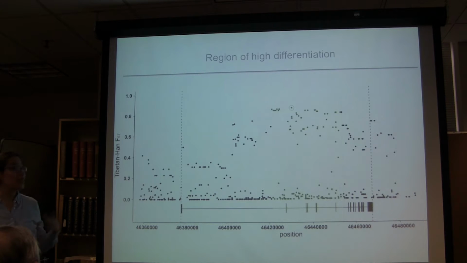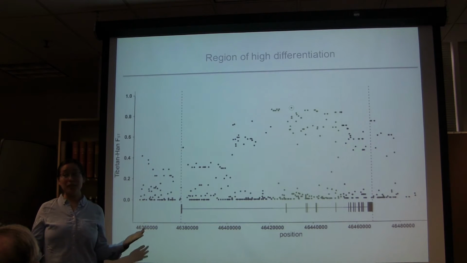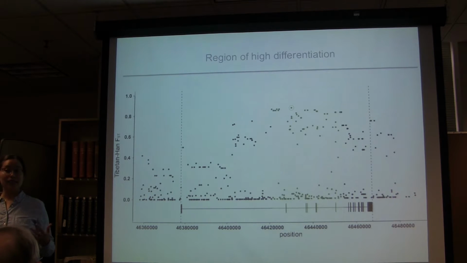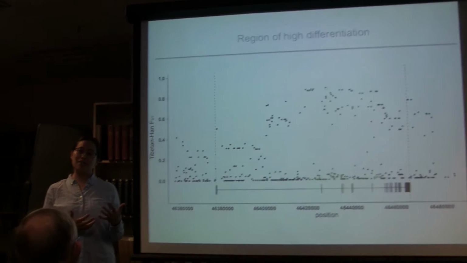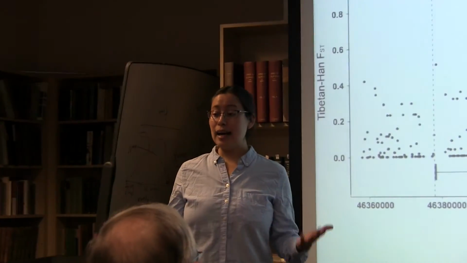And so when you look at this figure, you say, okay, there's a lot of mutations that have a large FST. That means there's a lot of mutations that have a large frequency difference. And when you actually look at the frequencies, you find that some of those mutations actually have zero frequency in the Han. And so we decided to look at the haplotypes.